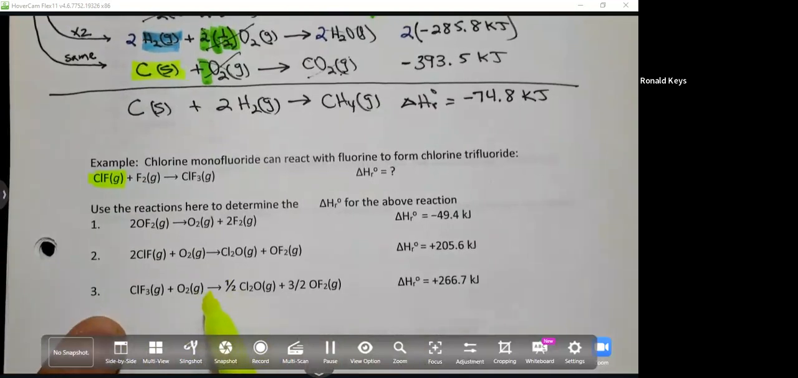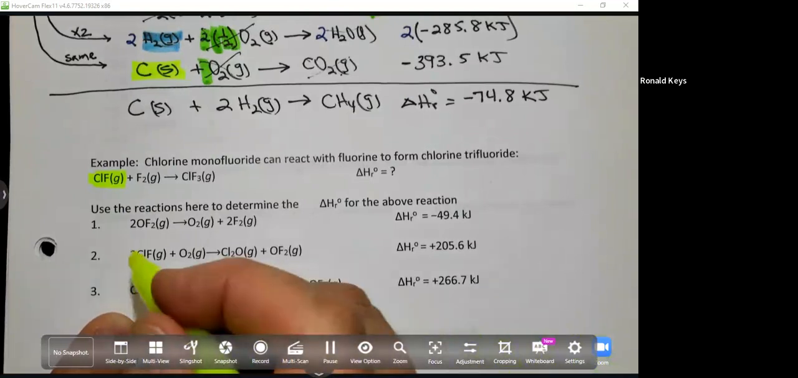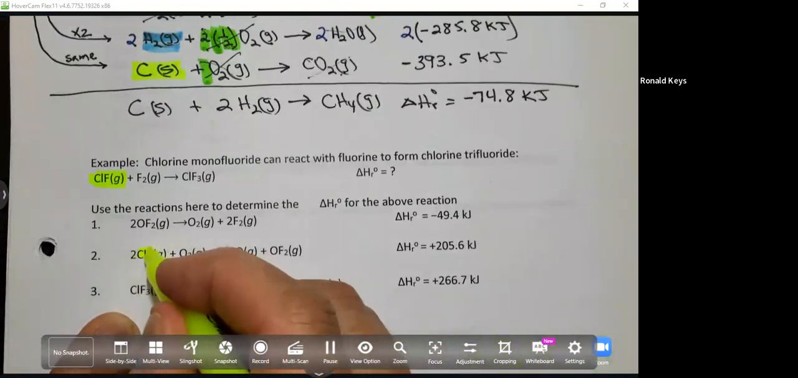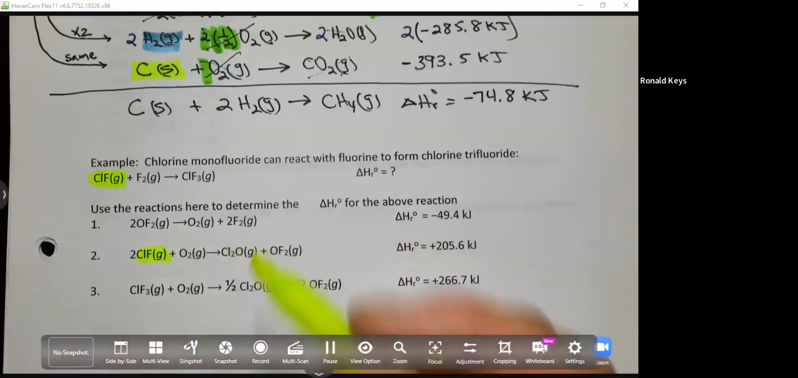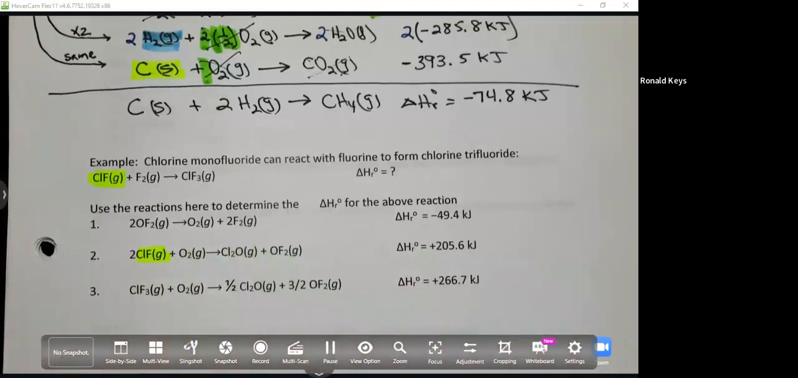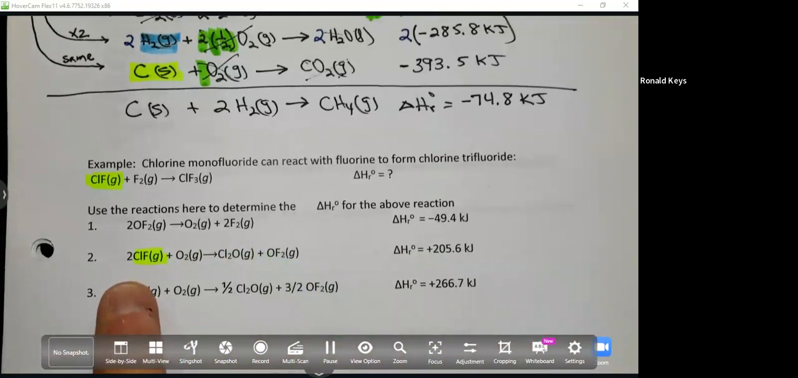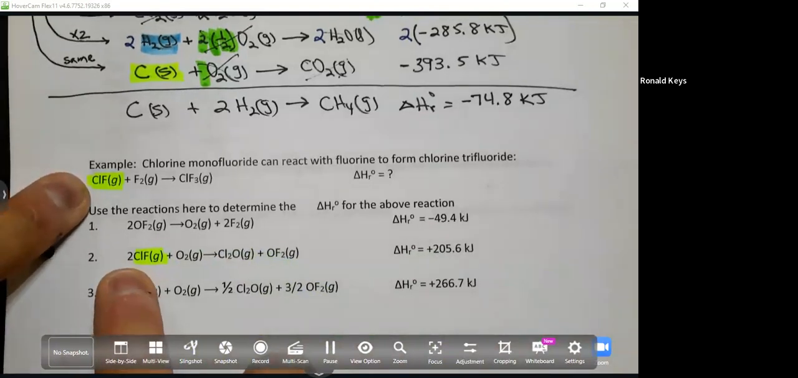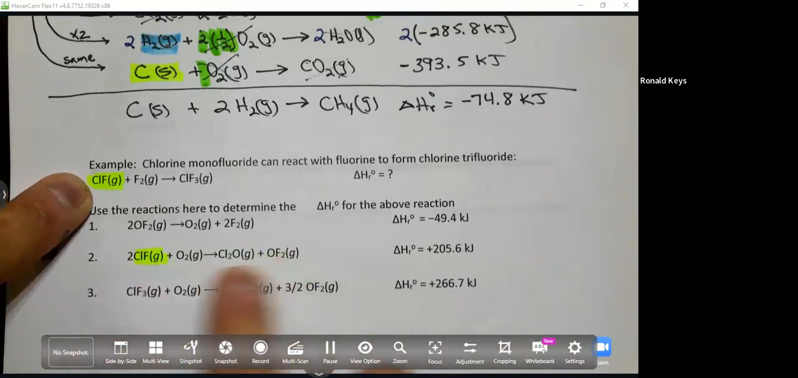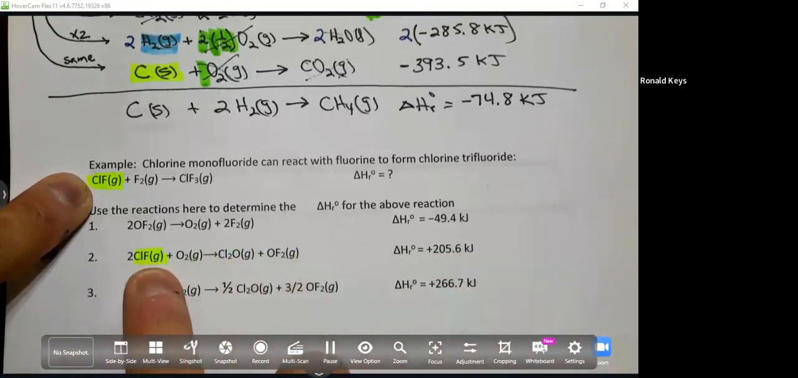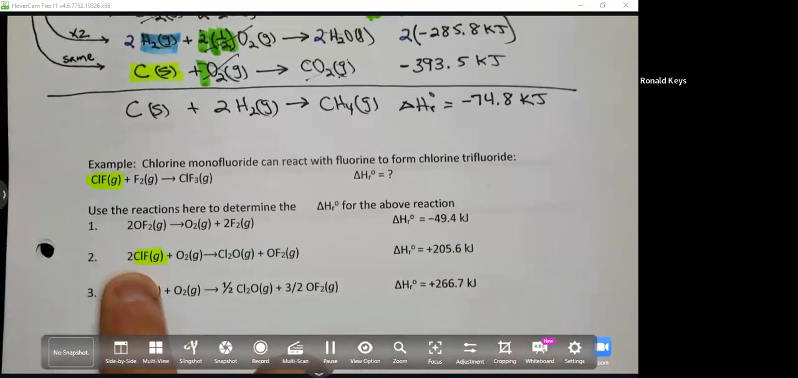And only a ClF gas. Where is that thing? Right here. This is the only place that is. Right now, since there's a 1 here and a 2 here, I'm thinking I'm going to run a 1/2 all the way through this one, take half of it, or divide by 2 all the way through. That's what I'm thinking I'm going to have to do. But we'll see.